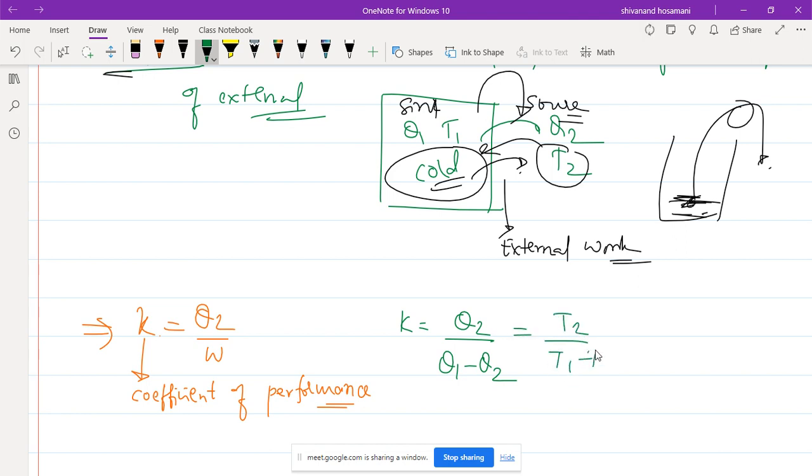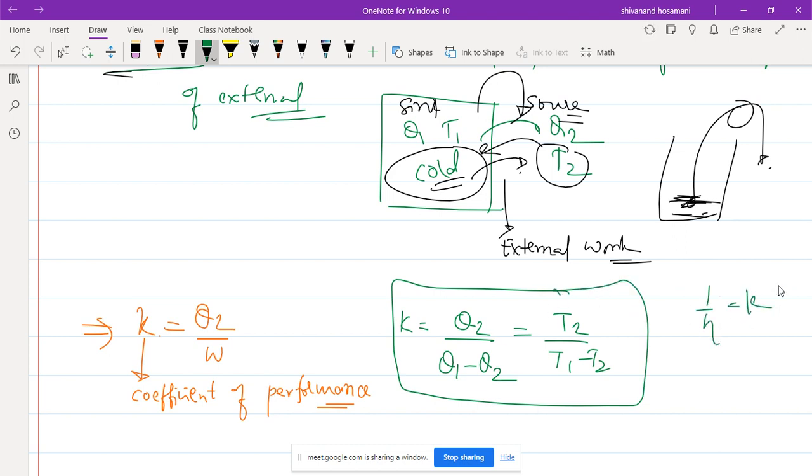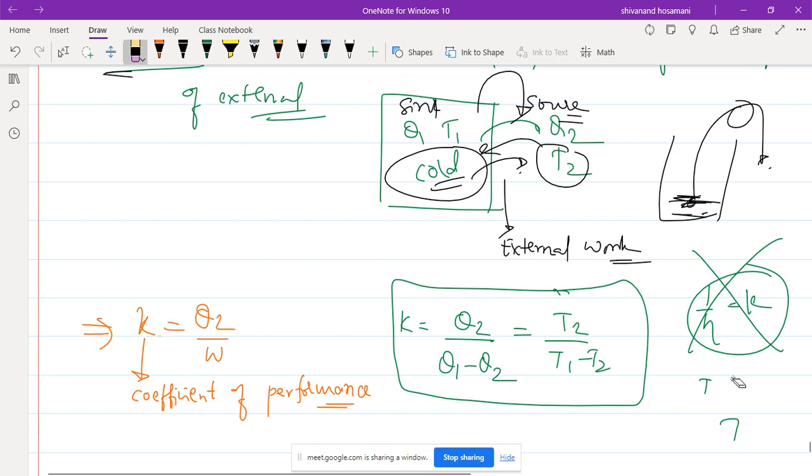Remember, it is not exactly the inverse of efficiency. Saying K is 1 by efficiency is wrong. It is not the exact inverse; there it is T1 minus T2 divided by T1, but here it is reversed, because work is done from the lower temperature to the high temperature, and the Q2 reverses. The process is reversed; the equations are not different. Therefore, what is the relation between these two?